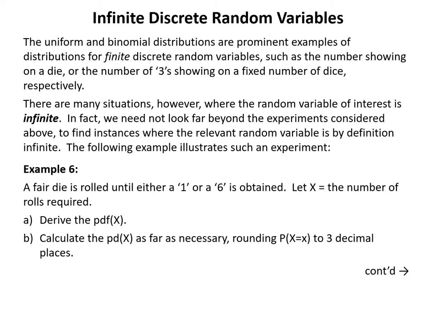So in example 6, a fair die is rolled until either a 1 or a 6 is obtained. We let x equal the number of rolls required, and then we're asked in part A to derive the PDF of x, and then in part B to calculate the probability distribution, the PD of x, as far as necessary, rounding the P of x equal little x to 3 decimal places. And we'll talk a little bit more about what's meant by as far as necessary as we continue.